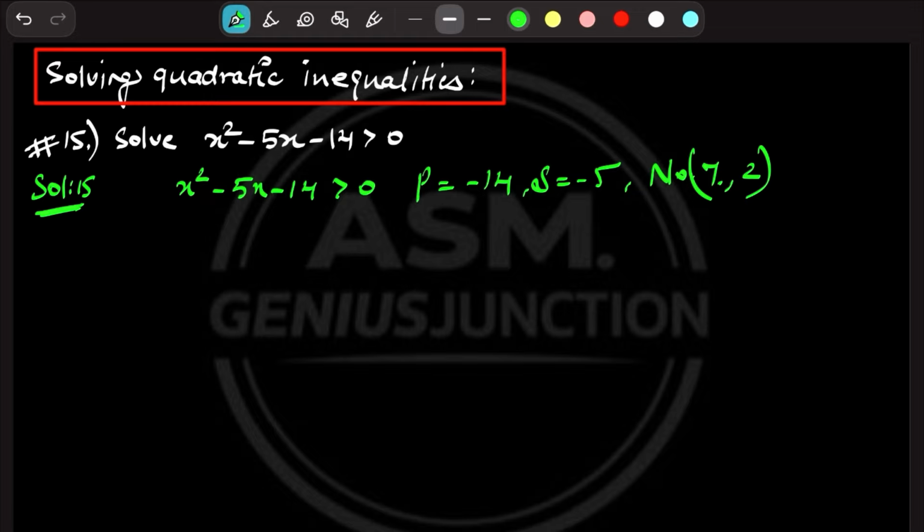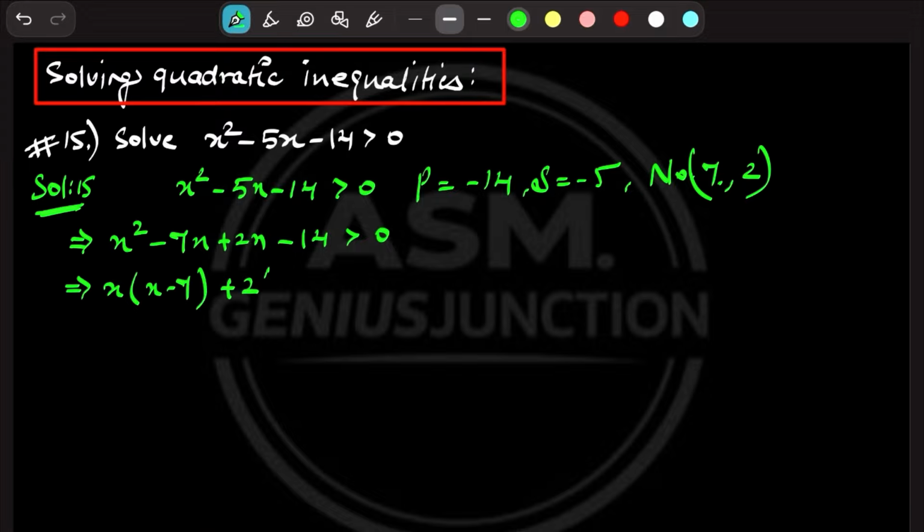So I will write the given quadratic with the middle term split in two parts: x square minus 7x plus 2x minus 14 greater than 0. Now I will take out x common from the first two terms, so I will get x minus 7, and plus 2 common, I will get x minus 7 again, greater than 0. In this way, I am getting two factors, x minus 7 and x plus 2, greater than 0.